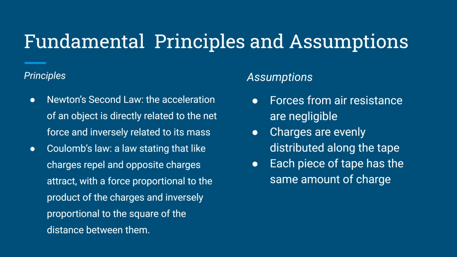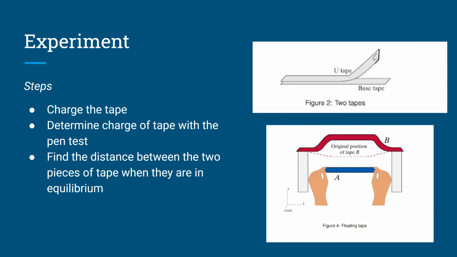We take a look at the experiment next. The experiment where we collected our data is the one we did in Lab 1. The first step for the experiment is to charge the tape by pulling it off a base tape. We then determined that they were positively charged when the tapes were attracted to the negative pin. Next, we move one piece closer to another until the top piece floats and reaches equilibrium.